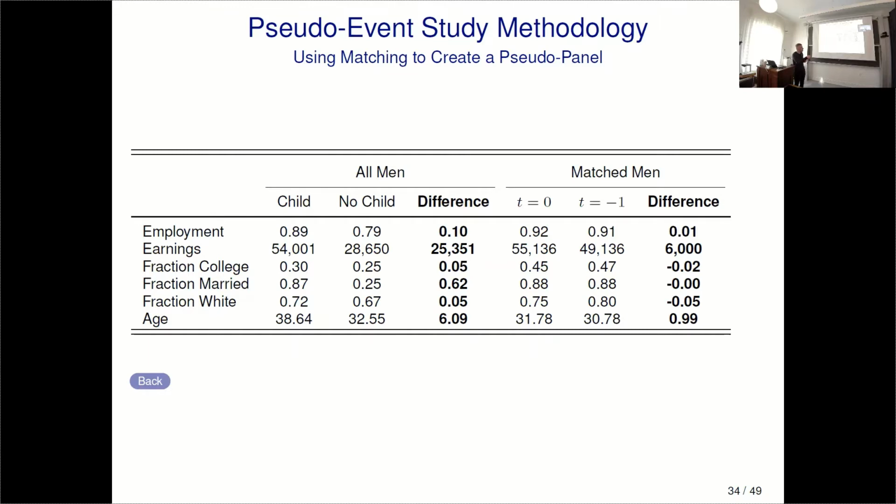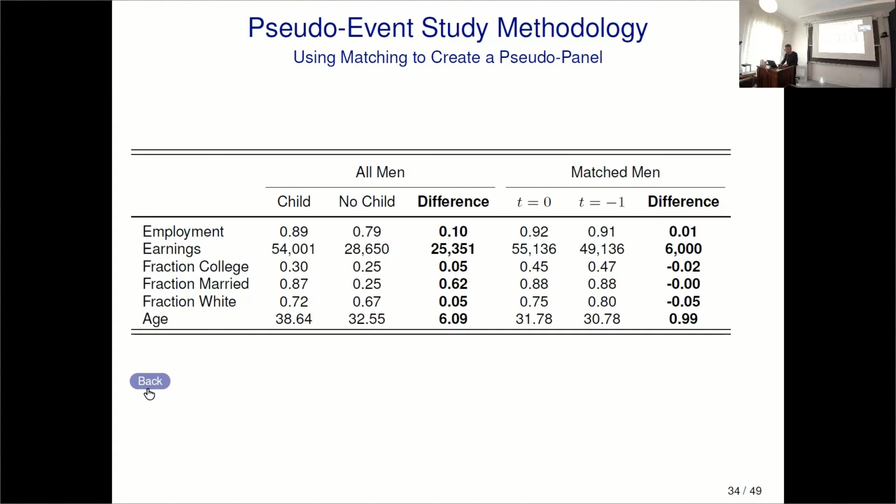Men at event time -1 are 1 year younger and observed 1 calendar year before. So just because of time changes and life cycle changes, they're different. Similarly, there's an age difference of almost exactly 1 year. That's by construction, because people assigned to event time -1 are in this approach 1 year younger.